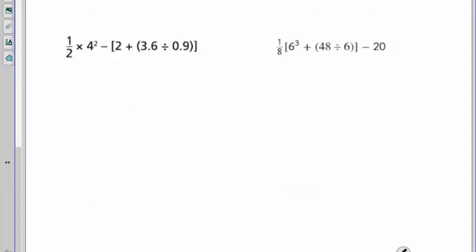Stepping right up with difficulty, again I have parentheses within brackets, so I'm going to work from the inside out, and I'm going to do this first. If you need to do that on the side, you can, but that answer is 4. And then I'm going to copy everything else down.